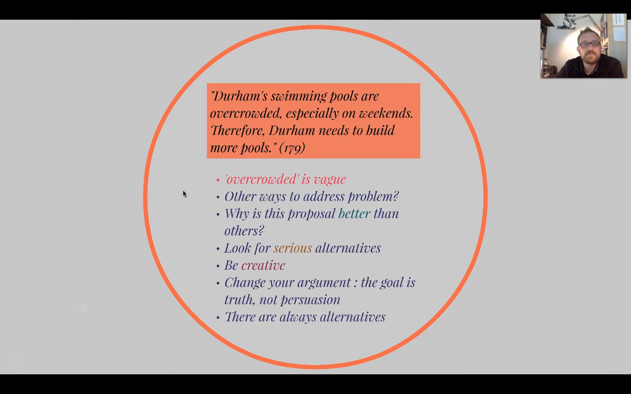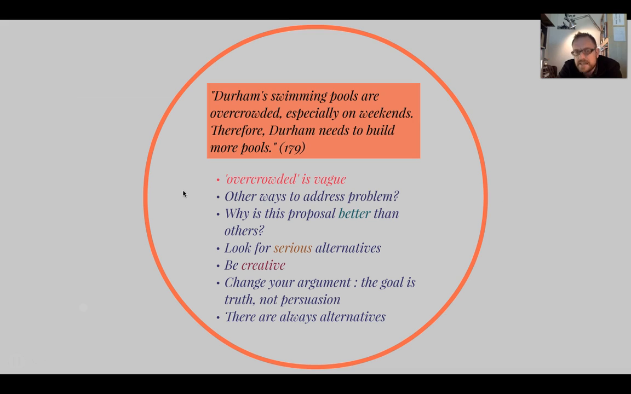Let's go right here. So for instance, and this comes from the textbook, page 179. Imagine someone makes this quick little statement. They say, Durham swimming pools are overcrowded, especially on the weekends. Therefore, Durham needs to build more pools. Okay, so here you have a clear conclusion, which is to build more pools, and a clear premise, the notion that there's overcrowding, especially on the weekends.